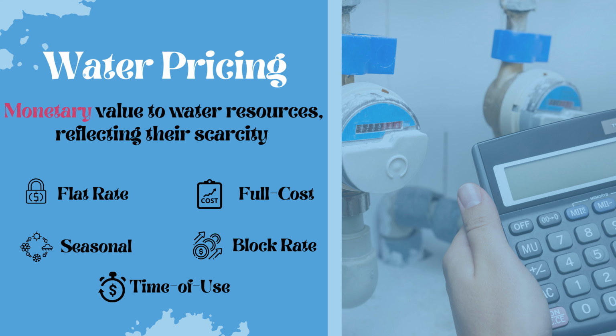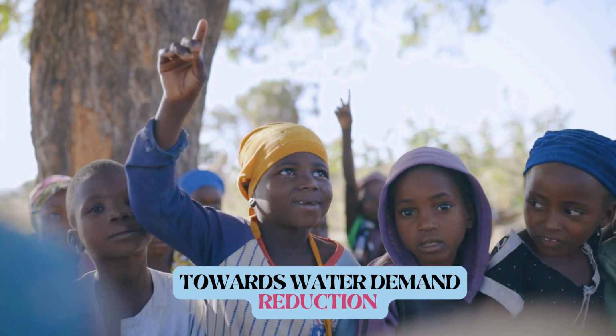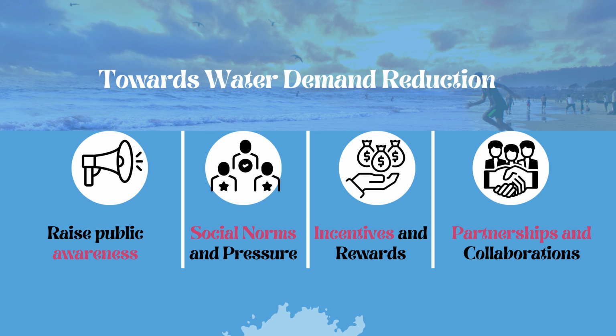Every drop counts. Thankfully, there are many ways to reduce water demand and ensure a sustainable water future. Let's explore some key strategies. Raising public awareness. The more people who know, the more likely they are to save water. Social norm and pressure. Promoting water-saving habits as a social norm, like turning off the tap while brushing teeth, can encourage everyone to participate. Incentives and rewards. Offering allowances for water-efficient users can spark positive change.